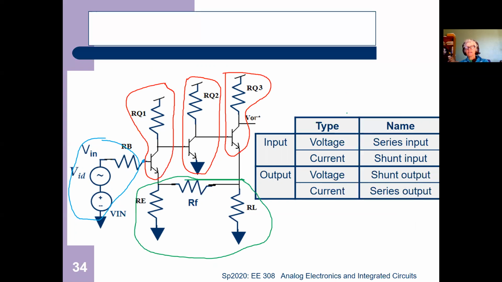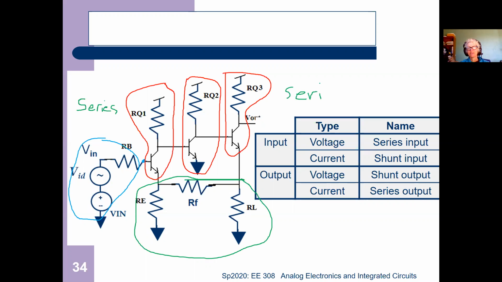So is the output of the feedback on the same node as the input to the entire amplifier? No. Okay, so what kind of input's that? Series, because it's not the same node. And what about the output? Is that series or shunt? Series, because V out's at the collector, but the input to the feedback's at the emitter, so they're not on the same node, so it's series.